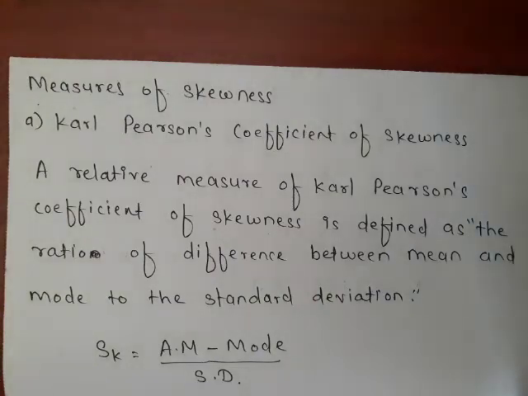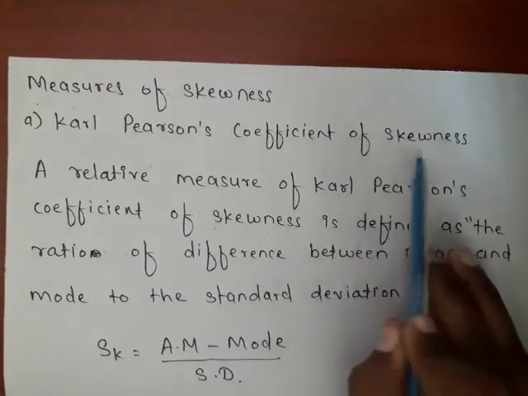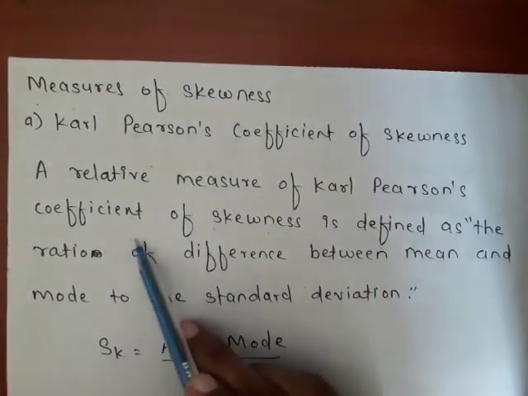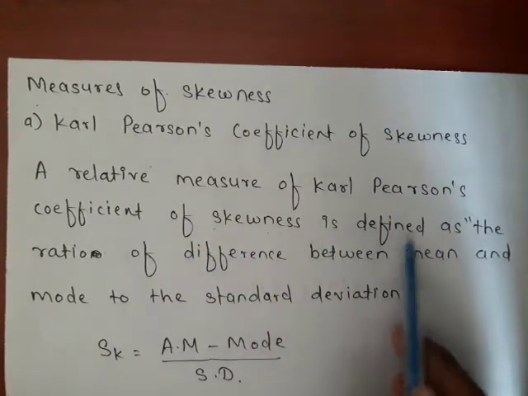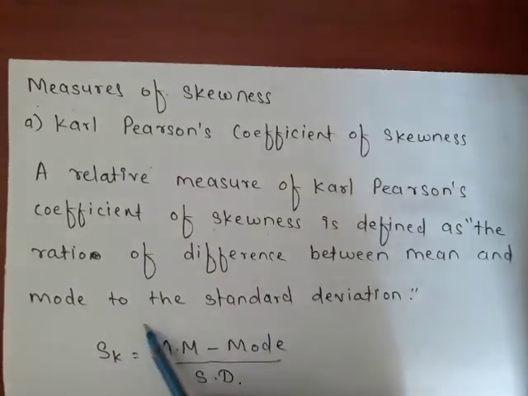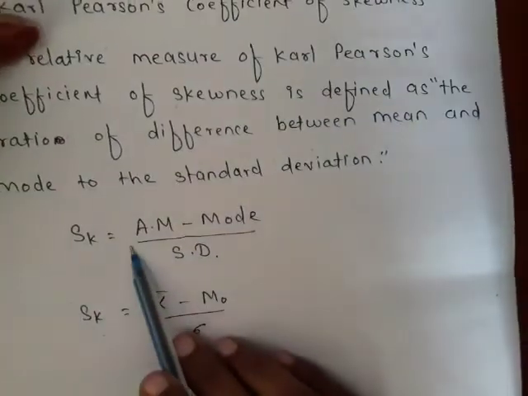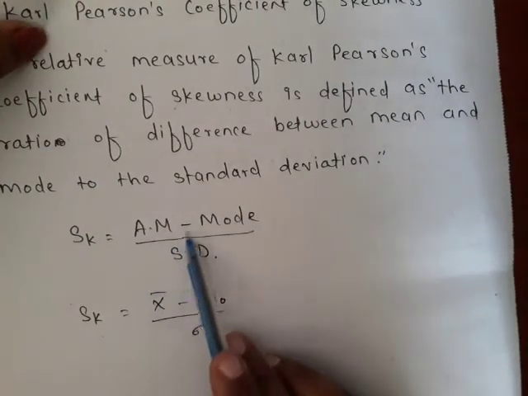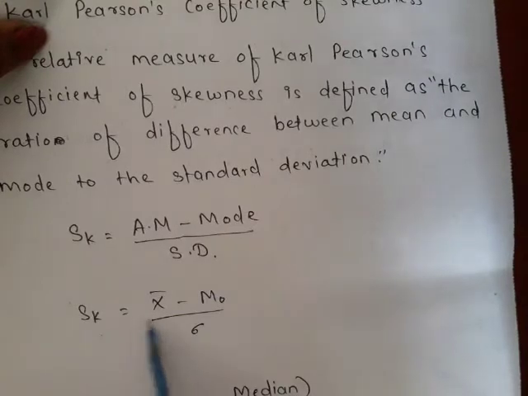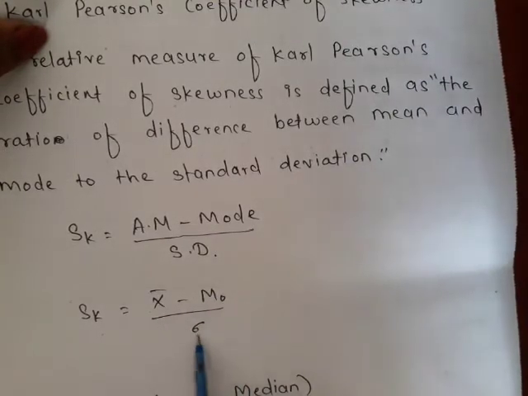Today we discuss measures of skewness. First is the Karl Pearson coefficient of skewness. A relative measure, Karl Pearson's coefficient of skewness is defined as the ratio of the difference between mean and mode to the standard deviation. So Sk is equal to AM, that is arithmetic mean, minus mode upon standard deviation. Sk is equal to x bar minus Mo divided by sigma.